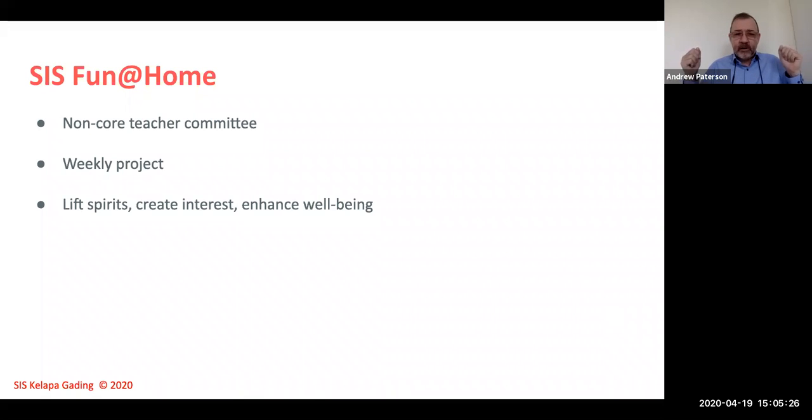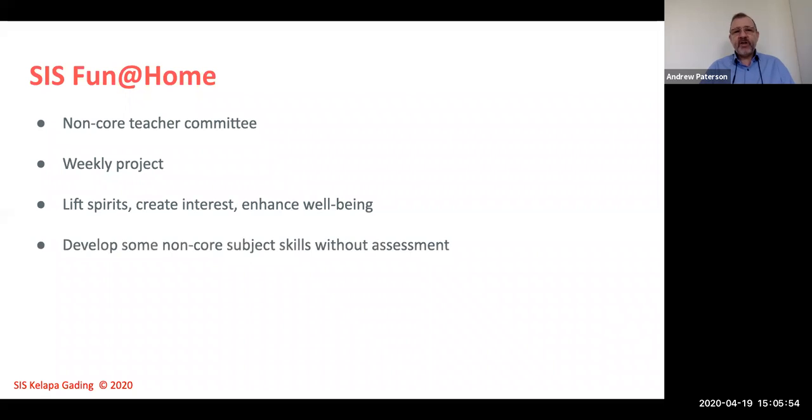So if we're just focused on learning math, English, Chinese, and science, and Bahasa, that's kind of a narrow range of school activities. Normally, school is much more than just that. And so we're going to try and draw upon some of the non-core teacher subject skills, some CCA kinds of skills as well. At the same time, build this good relational connection among our whole community. And so we're trying to also at the same time develop some of these non-core subject skills.